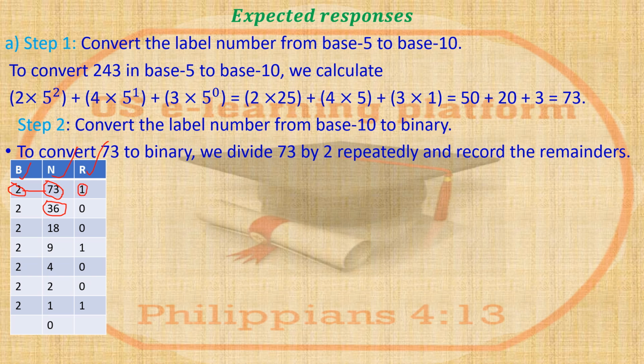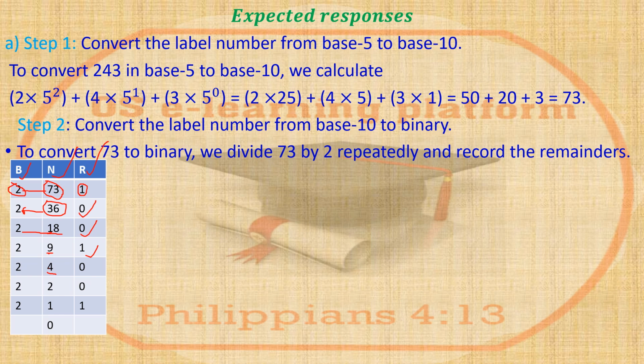So the same thing, 36 divided by 2, I get 18, I remain with a 0. The same thing, divide by 2, I get a 9, I remain with a 0. 9 divided by 2, I get a 4, remainder 1.